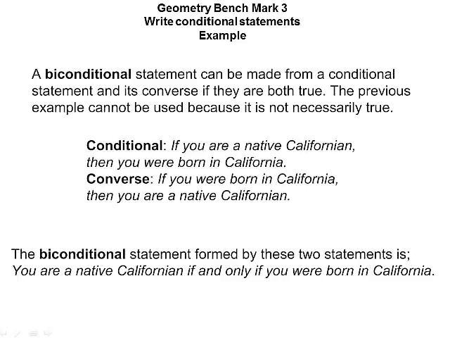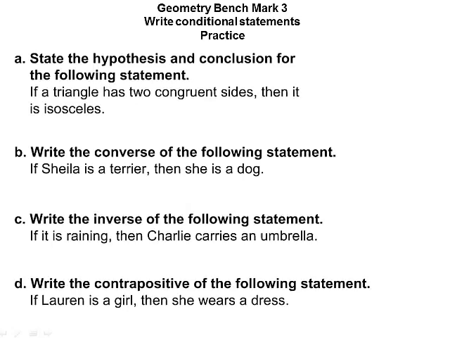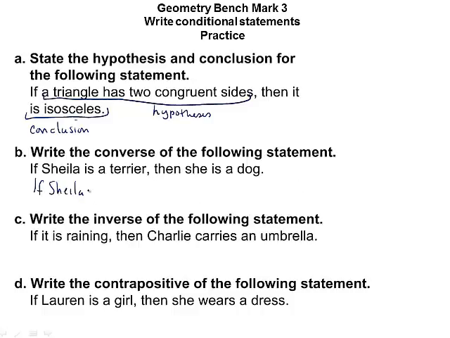Okay, examples. We did that already. Stating the hypothesis and the conclusion. The if part is the hypothesis. So you can just write hypothesis. And then the then part is the conclusion. Okay, converse, we flip them. So I take, if Sheila is a terrier, then she is a dog, and I flip it. If Sheila is a dog, then she is a terrier.